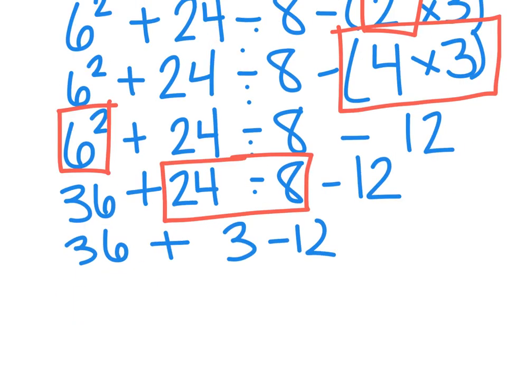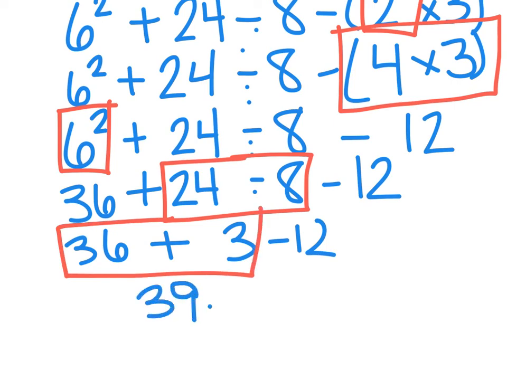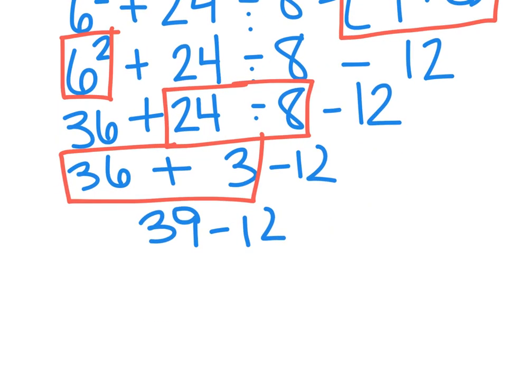We're down to adding and subtracting. Those go from left to right. So our next step is 36 plus 3. And the last step is 39 minus 12. So your answer in this one is 27.